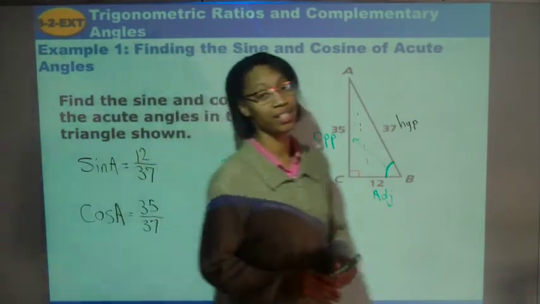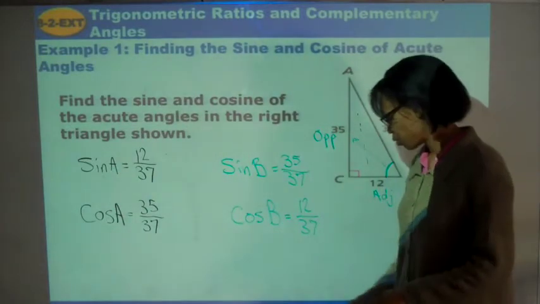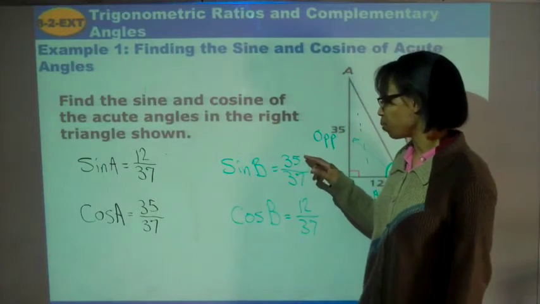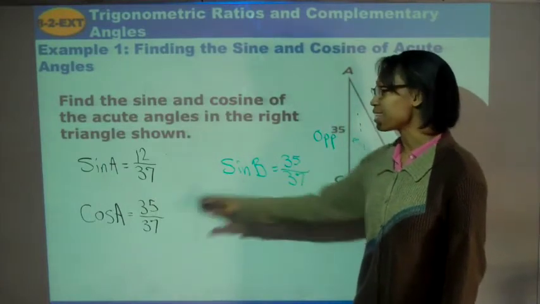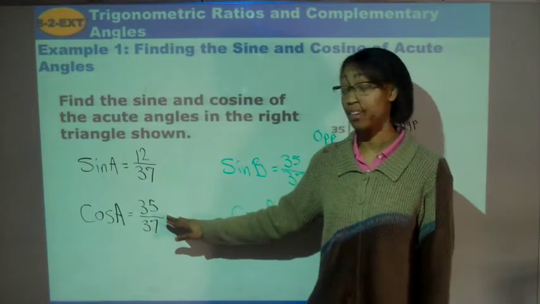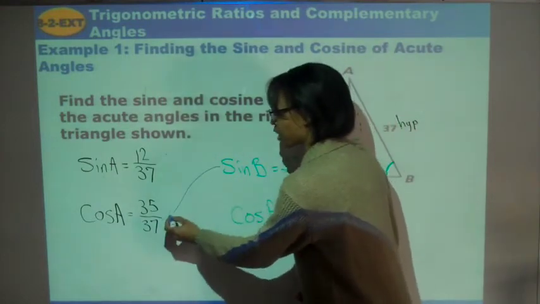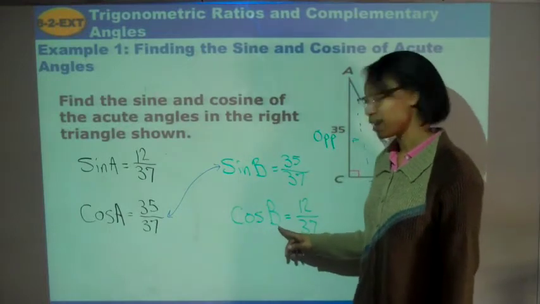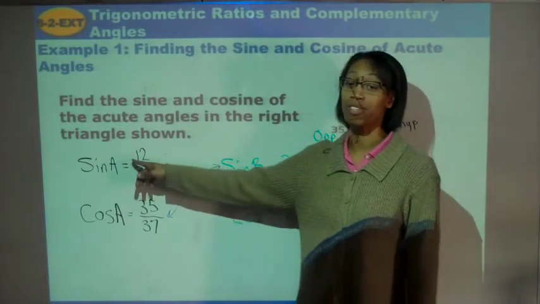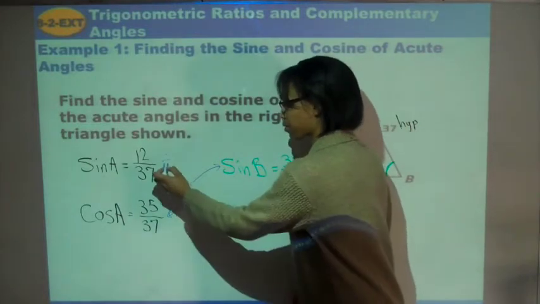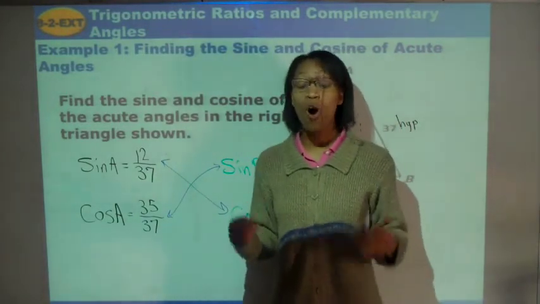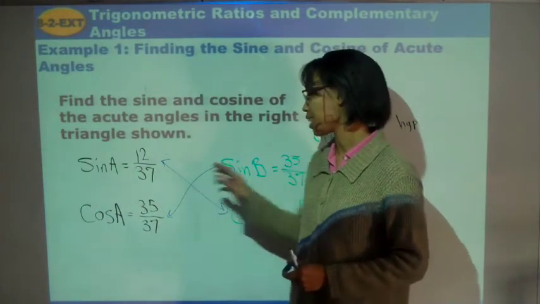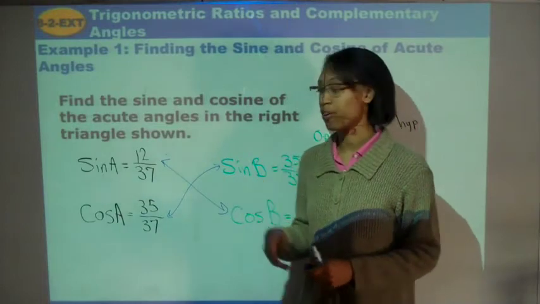Now you can see why I'm having you do this, because the sine of angle B, 35 over 37, is the same thing we got for the cosine of A, 35 over 37. And the same thing we got for cosine of B, 12 over 37, is what we got for sine of A. They're the same. This is a principle that will always hold true as long as the two angles we're talking about, in this case A and B, are complementary.